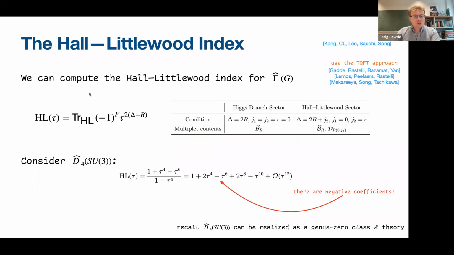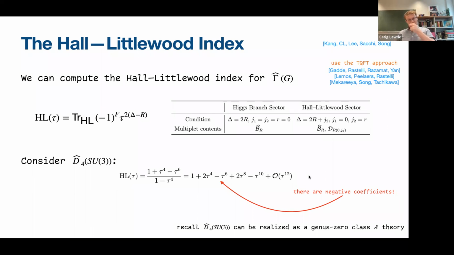So the Hall Littlewood index is just defined like this. It's defined as the trace over the Hall Littlewood chiral ring, which is given by basically all of the B hat and D type multiplets of the theory. Here I use the notation of Dolan and Osborn, but the notation itself is not so important. There is a so-called TQFT approach by these authors, and one can just compute it. So for the, say, D4 hat SU3 theory, the Hall Littlewood index is this thing.